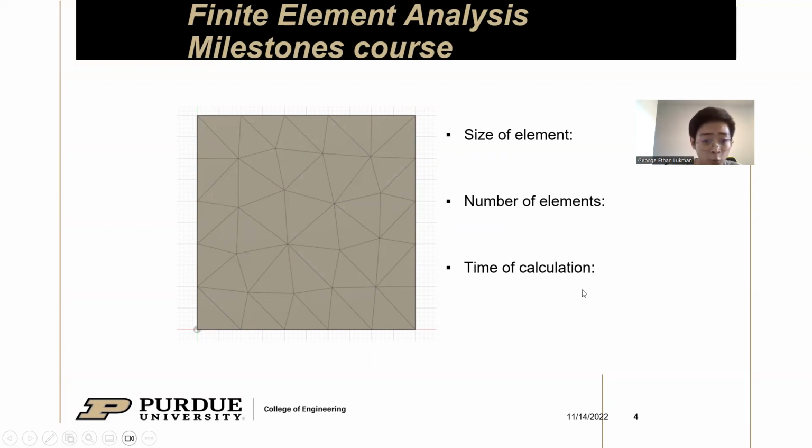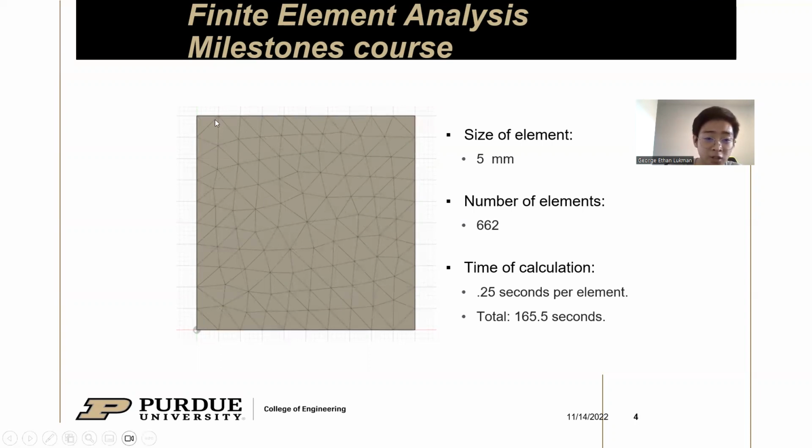But then again, we can make our mesh finer. So this mesh is 5 millimeters. You can do the math here. It should come out to be about 10. And again, multiply what you get from multiplying this times this, multiply that by 6, and you should get approximately this number. This will take about 165.5 seconds for Fusion to solve, right?